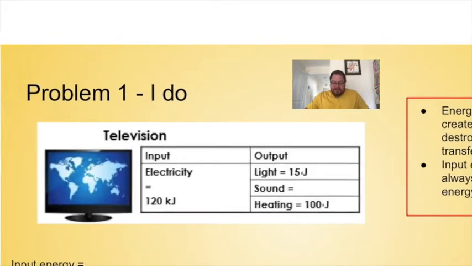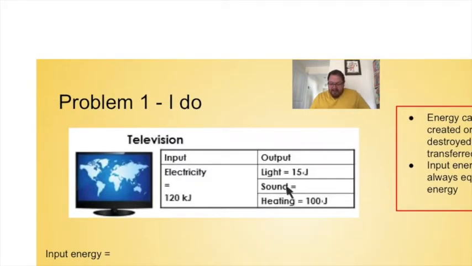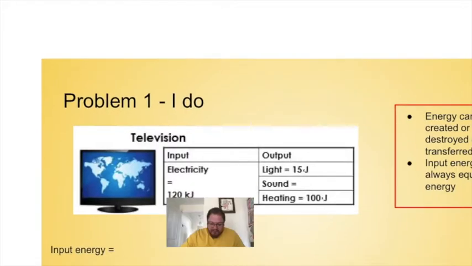So the output energy: you've got a useful energy of light, because you need to see the TV. You're going to have a useful energy of sound, because you need to hear the TV. But you've also got this heating. That should be thermal there, but I've taken this from somewhere else. And that's 100 kilojoules. So when I say the input energy always equals the output energy, you can now start to work out the energies involved here.